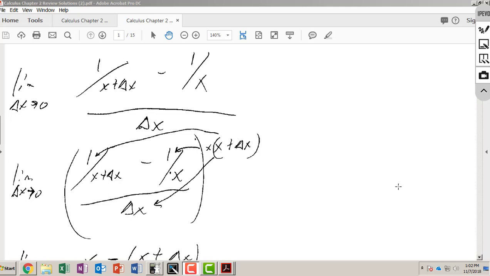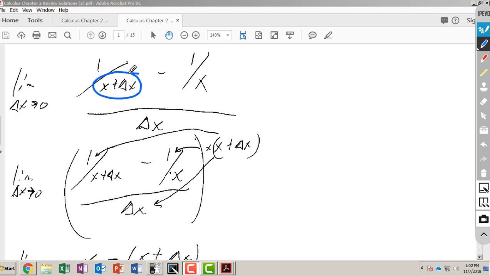So the rule is, if you have a complex fraction, you're going to go ahead and multiply the entire thing by the least common denominator. So you notice your denominator here is x plus delta x. You've got a denominator of x, and then you have this denominator is just 1. So my common denominator is going to be x times x plus delta x. So I'm going to go ahead and multiply my first term by x times x plus delta x.